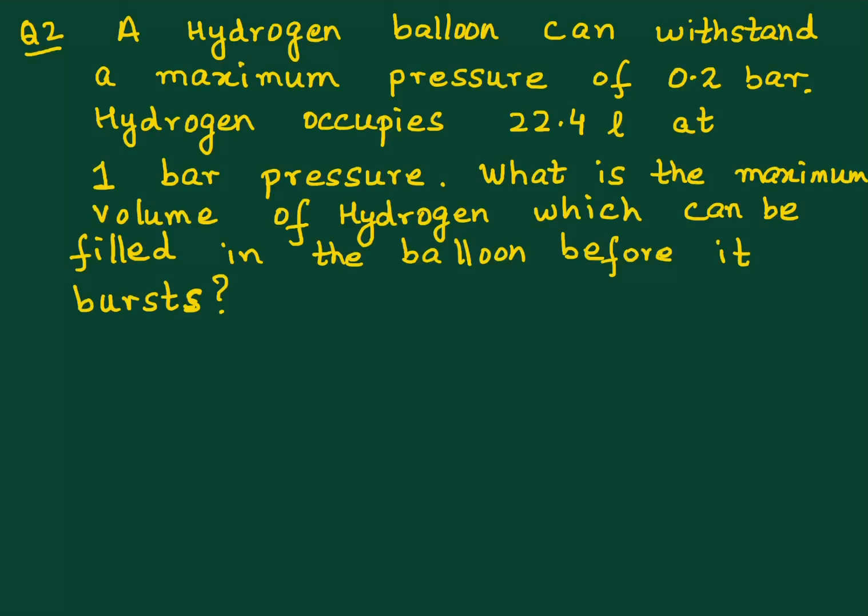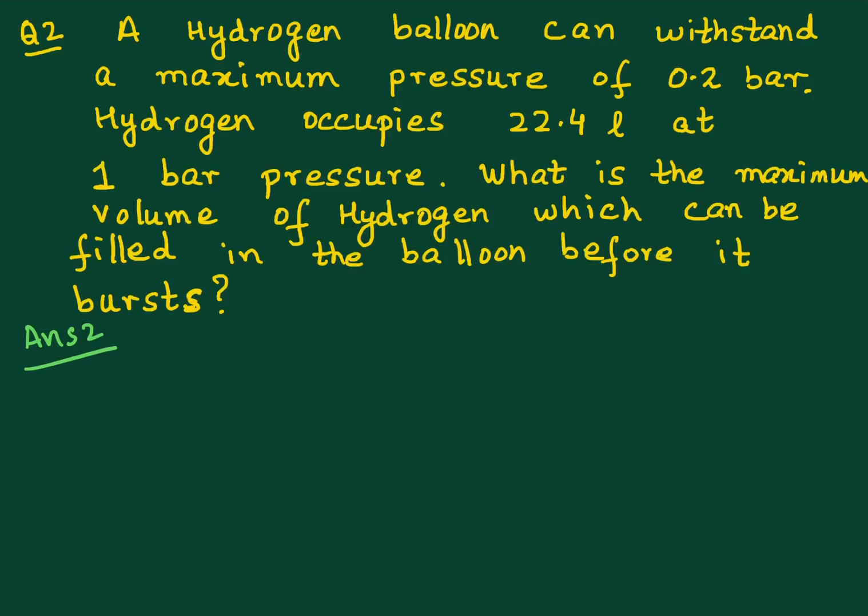A hydrogen balloon can withstand a maximum pressure of 0.2 bar. Hydrogen occupies 22.4 liters at 1 bar pressure. What is the maximum volume of hydrogen which can be filled in the balloon before it bursts? Right, so you want to play safe. We don't want our balloon to burst. So let's try this question. Oh, good, if you've already calculated it, very good, then you go ahead and attempt some questions from the books that you've got.